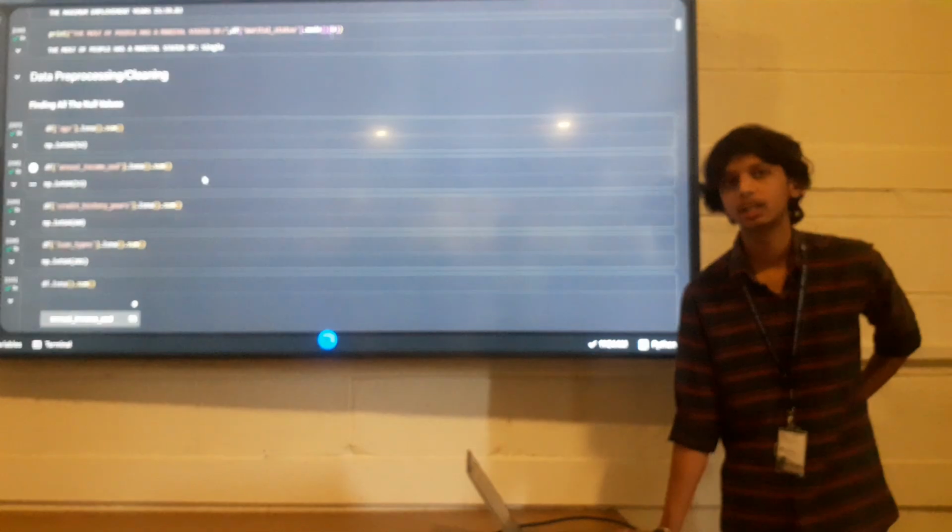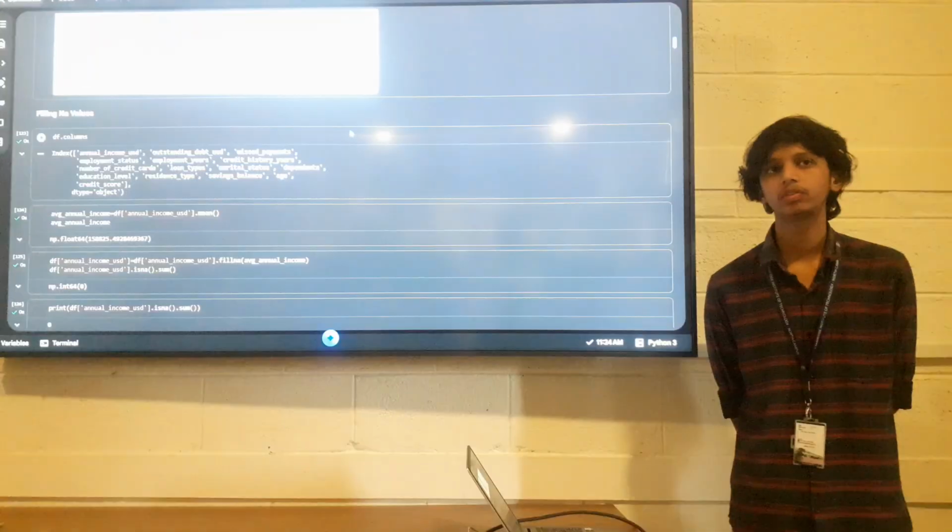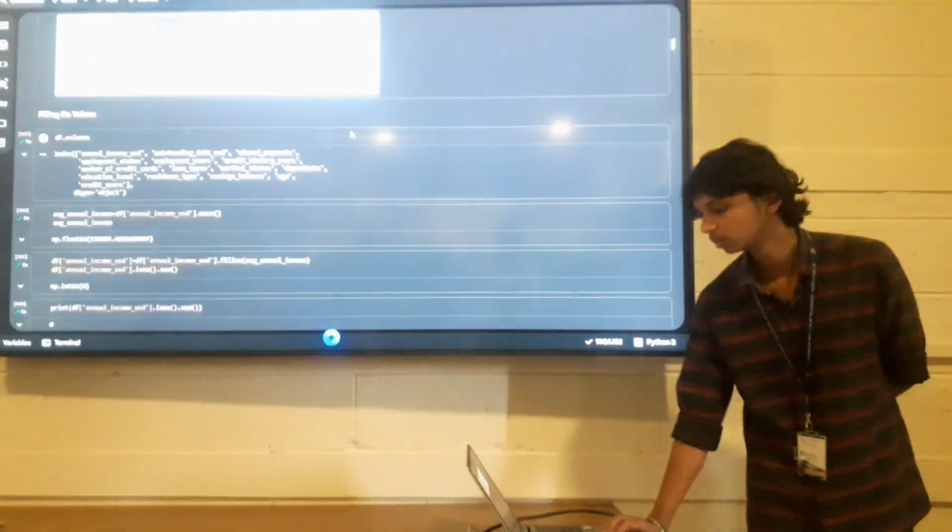Initially, we contain some null values, as we can see, and loan types has the most of the null values. For other columns it is around 50, but loan types has more than 250 null values. So we have to clean the dataset so that we get a clean model.